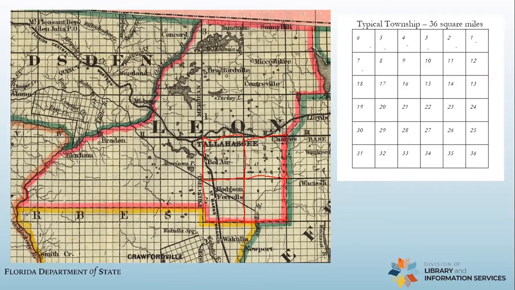Now, on the coast, oftentimes the section pushes out into the Gulf, and so they just didn't measure those sections. But they still measured all the sections that were on land in relation to this grid system, this 36-mile section system here. So they've measured out all these townships and all these sections.